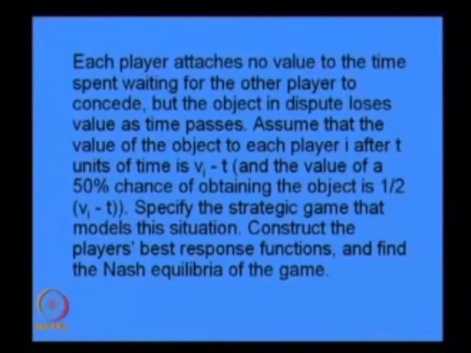The difference it makes is that suppose I concede first and he is getting the object. In the original game I was getting minus Ti if Ti is less than Tj, and in this case I do not attach any value to this time that I spent. So, when Ti is less than Tj, the payoff of player i will be 0 instead of minus Ti. And the second difference is that if the two players are conceding at the same point of time, then each is getting half of Vi minus t. So, that is also something different. In the previous case we had half of Vi minus Ti if Ti and Tj are equal.